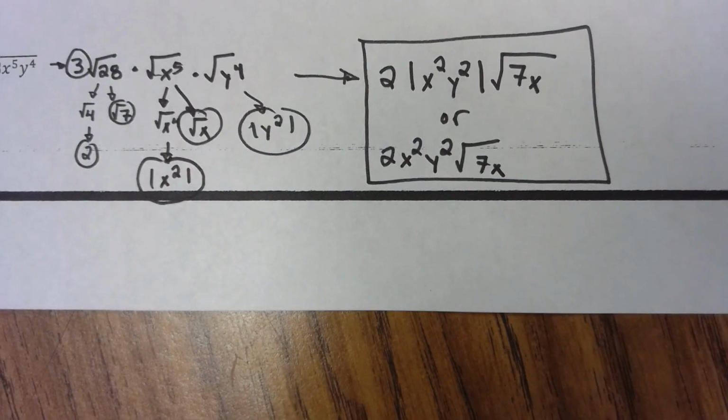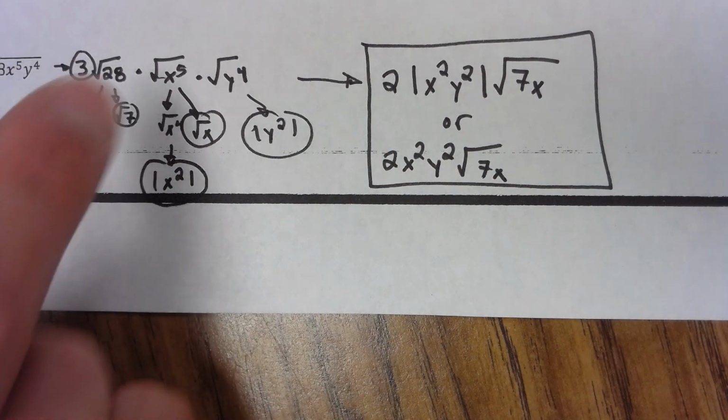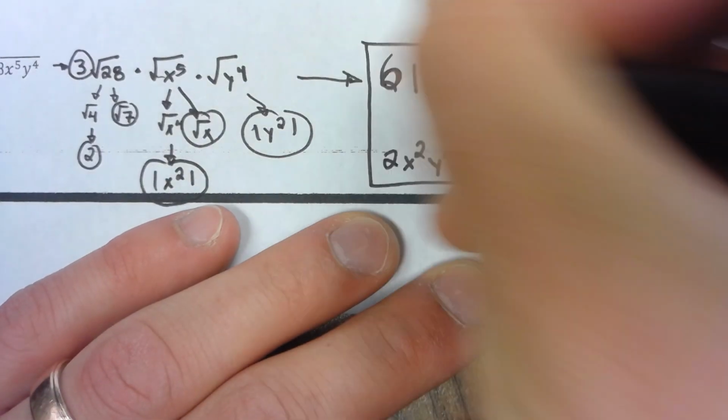So the 3 root 28, the largest perfect square that divides 28 is just 4. 4 is the only perfect square that divides 28. So I'm going to factor 28 to be root 4 times root 7. Square root of 4 is 2. So this is really 6 root 7. Ooh, I made a mistake here. This 2 should be a 6.